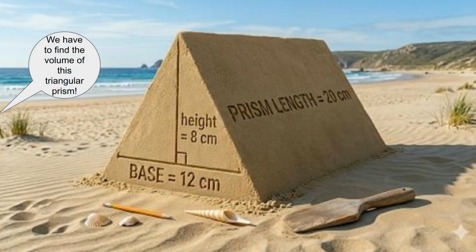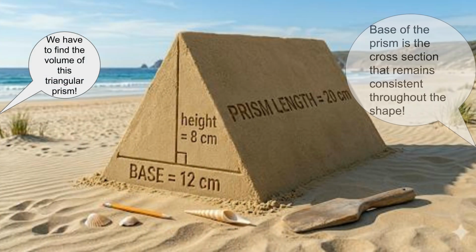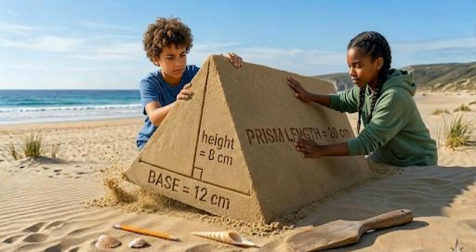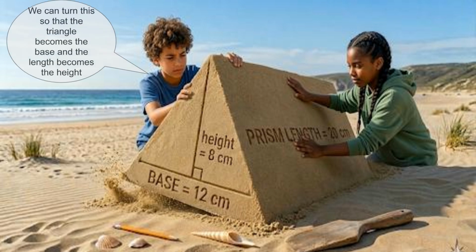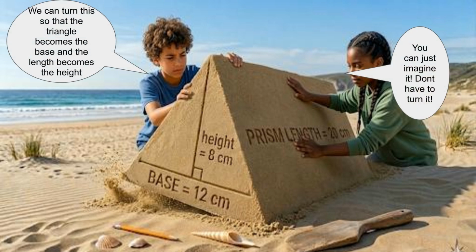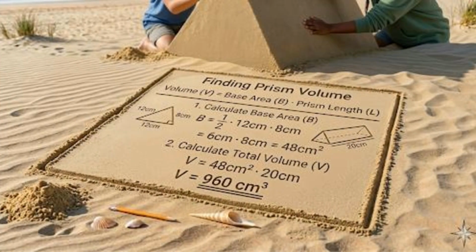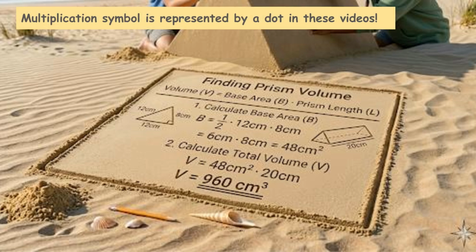We need to find the volume of this triangular prism. The base is the cross-section that remains constant through the length. We can visualize the triangle as the base and the length as the height, or simply imagine it without physically turning the prism. We calculate the base area of the triangle and then multiply it by the prism's length to find the total volume, which is 960 cubic centimeters. Note that a dot represents the multiplication symbol in these videos.